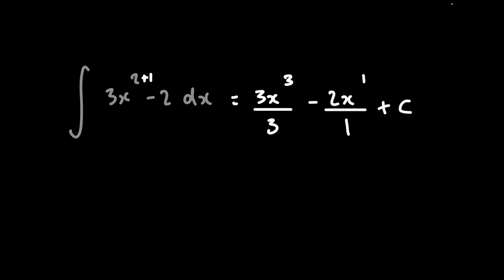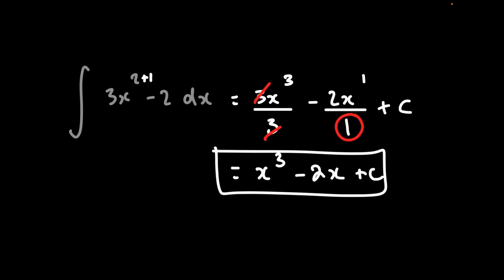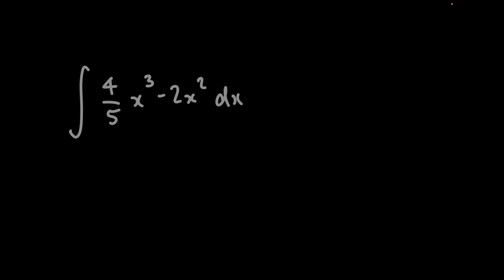So now to simplify this, we can see that the 3 and 3 will cancel, and the divide by 1 isn't really necessary. So all we have is x cubed minus 2x plus c, and that is your integral for this question here.